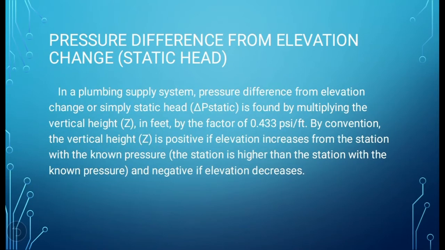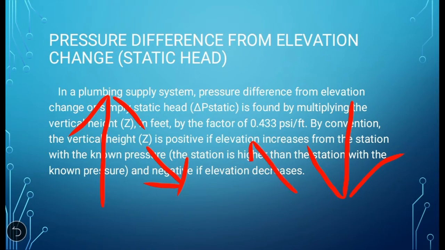In a plumbing supply system, pressure difference from elevation change, or simply static head, is found by multiplying the vertical height Z in feet by the factor of 0.433 psi per feet. By convention, the vertical height is positive if the station is higher than the station with the known pressure, and negative if elevation decreases. Yung positive po natin, magkukos po ito ng downward motion. While pag nagne-negative po siya, magkukos naman siya ng upward motion sa tubig po.